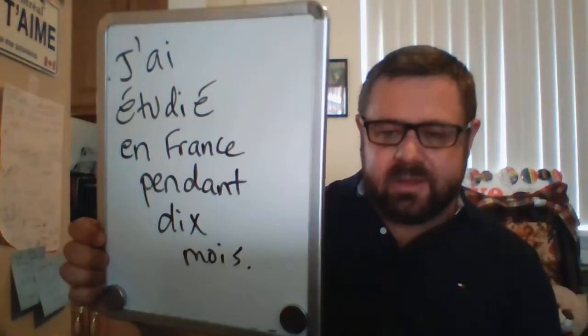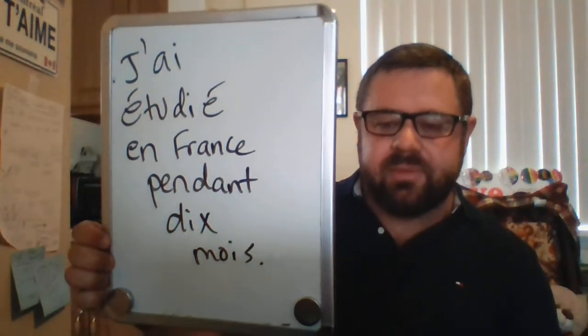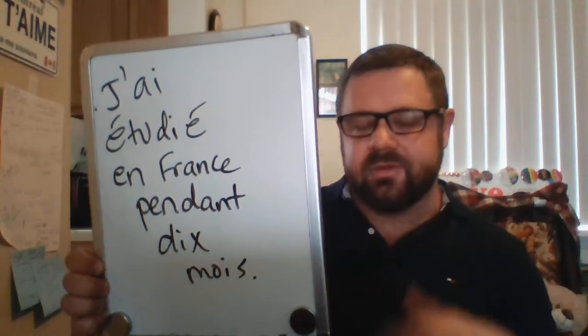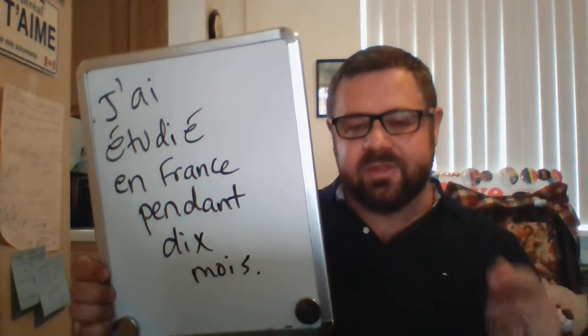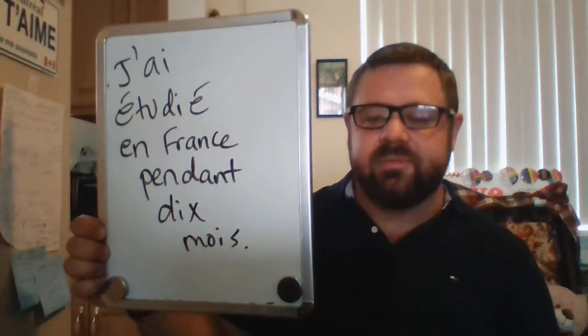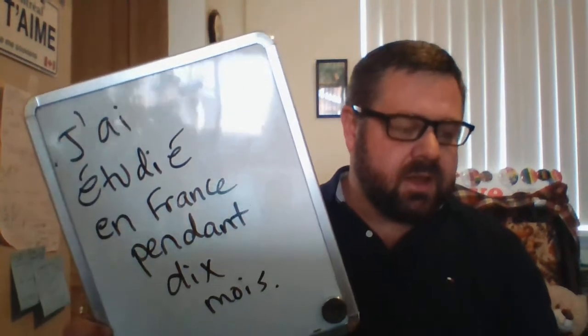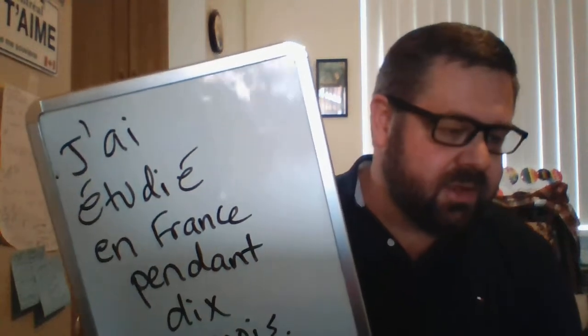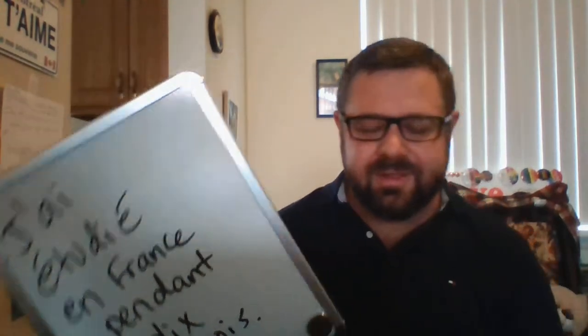So, j'ai étudié en France pendant 10 mois. D'accord? During 10 months, during that amount of time, that's when I was a student in France, when I studied in France, okay? J'ai étudié en France pendant 10 mois, okay? If you want to say the example here, she stayed at home for 2 days. Again, a lot of these in English we would just use for, but I want you to resist the temptation to use pour, okay? So, elle est restée pendant 2 jours chez elle, right?